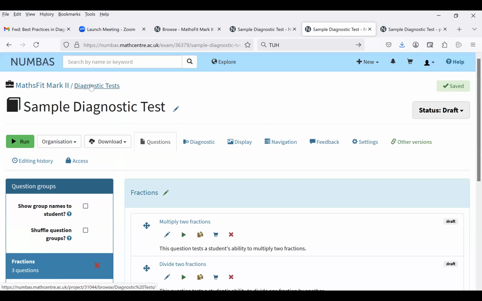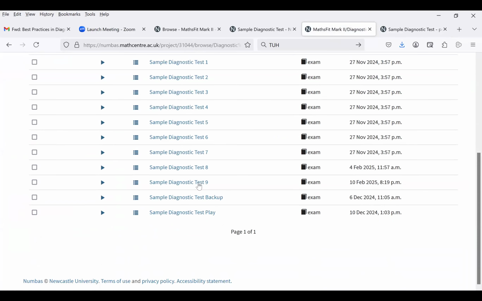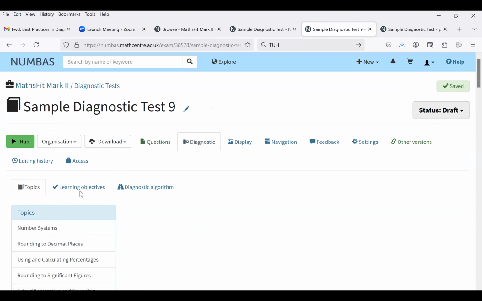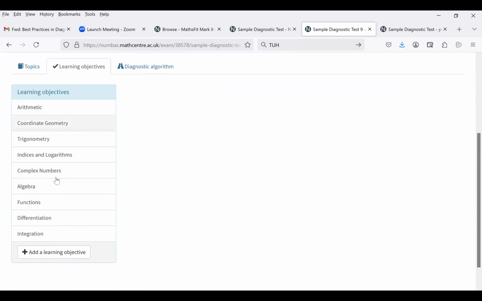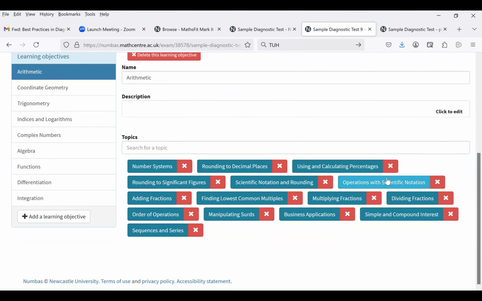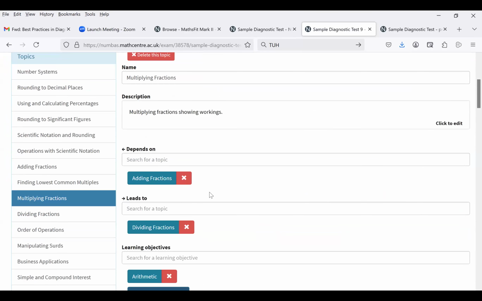Our diagnostic, the one that we've made most progress on, is this one here. So we've got all the topics programmed. If you go into the diagnostic and the learning objectives, we've got all the learning objectives, and under all the learning objectives, we've got all the topics, and we also have where all the topics lead to and come from.